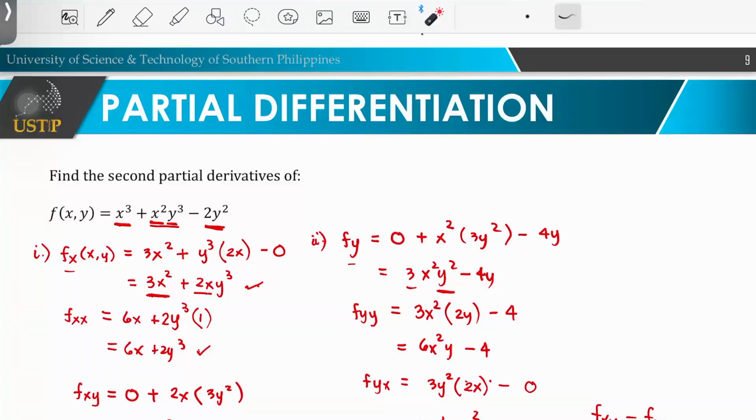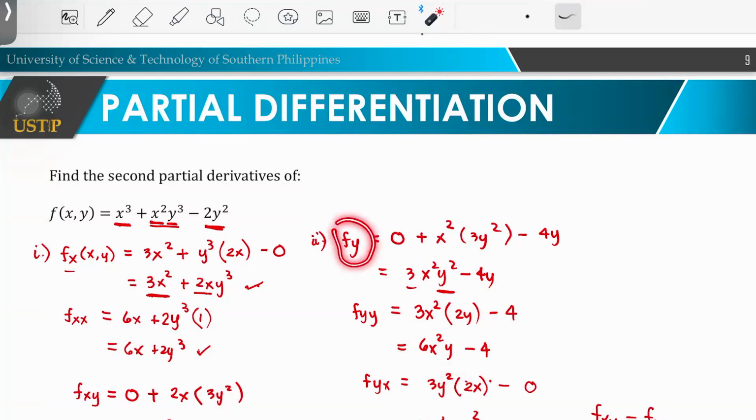The second partial derivatives we get from this are fyy and fyx. From here, we differentiate partially with respect to y. With respect to y, x will be constant, so we copy the 3x squared. What will happen to y squared? It becomes 2y. Minus 4y becomes minus 4. So you will have 6x squared y minus 4.